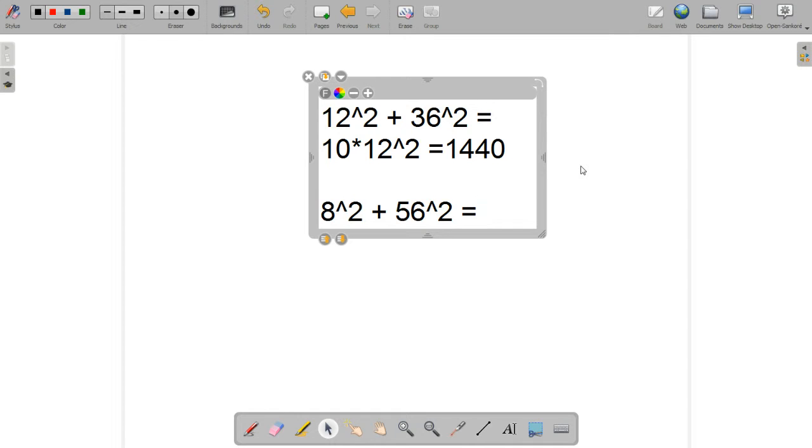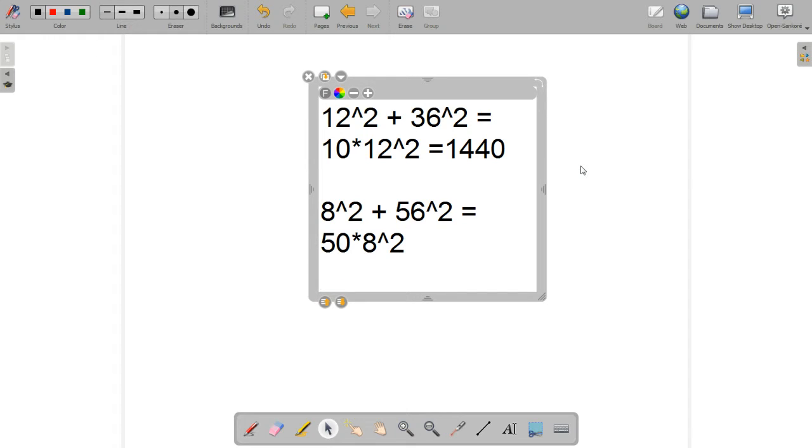Well, if you factor out 8 squared, you get 8 squared times 1 plus 7 squared, which is just 50 times 8 squared. And hopefully you know that 50 is half of 100, so you get 6400 divided by 2. And yeah, that's a 5 chart.